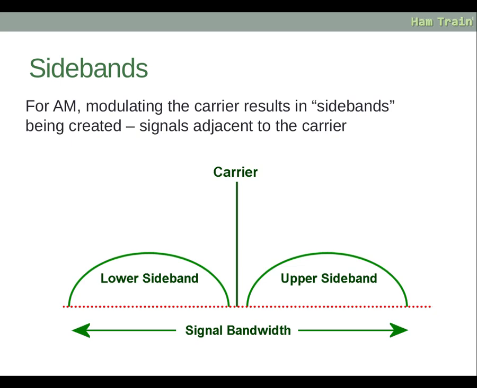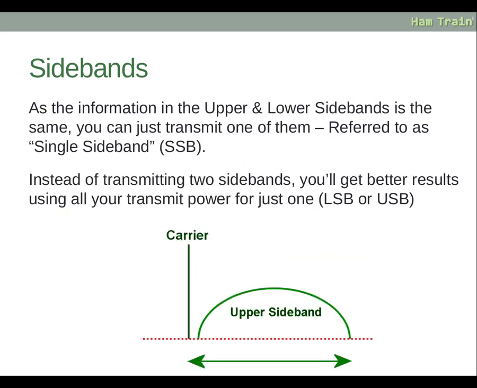The signal bandwidth altogether is the total width of all those three individual components, and this is for AM, amplitude modulation, which has a lower sideband, an upper sideband, and a carrier. And this is considered fairly wide bandwidth. As the information in the upper and lower sidebands is the same, you can just transmit one or the other. So you'll see the notation SSB, or single sideband, used often.